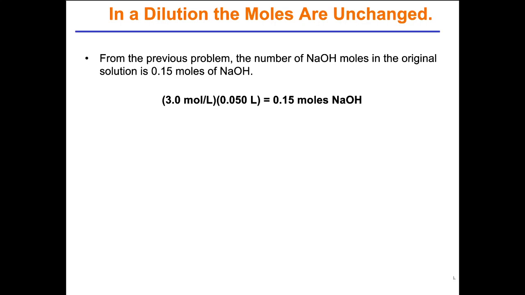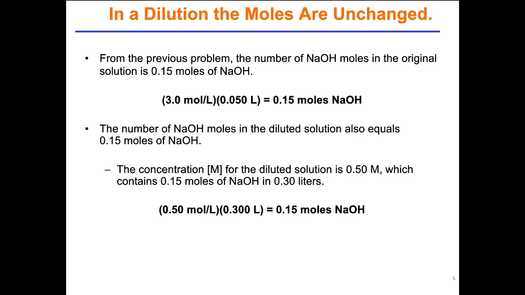Okay, so it says from the previous problem, the number of NaOH moles in the original solution is 0.15 moles of NaOH. Okay, so I have 0.15 moles of sodium hydroxide. If the number of sodium hydroxide moles in the dilute solution is also equal to 0.15 moles, that's a statement. It just says the number of moles is the same. And then it says the concentration for the diluted solution is about 0.50 molarity, which contains 0.15 moles of NaOH in 0.3 liters.